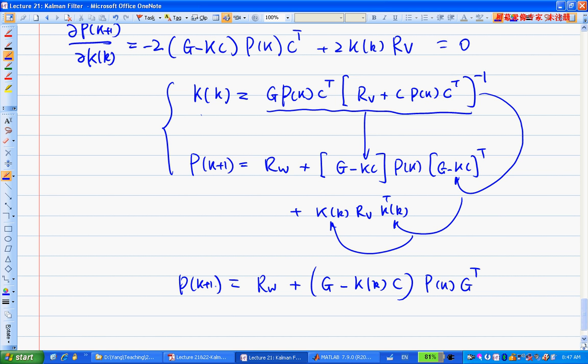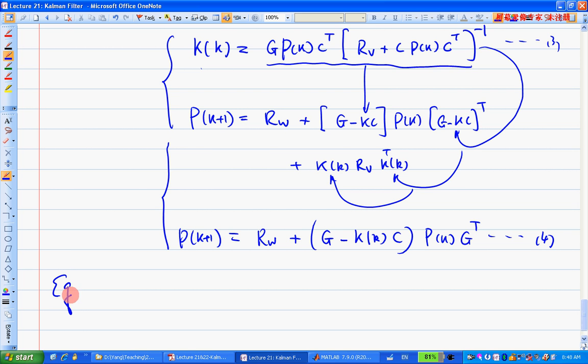Okay, so essentially now we have two equations. One equation is this, equations 3 and 4. So these two equations form the so-called first kind of Kalman filter. We call that the prediction type of Kalman filter. So equations 3 and 4 are called the predictive type of Kalman filter.